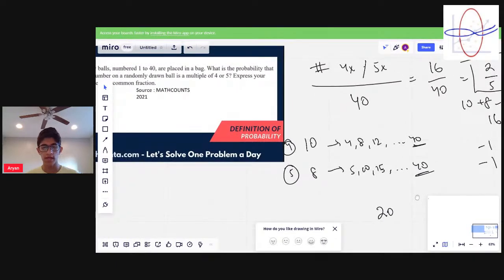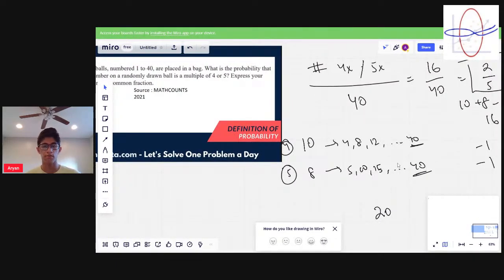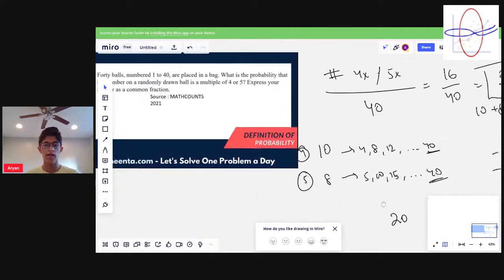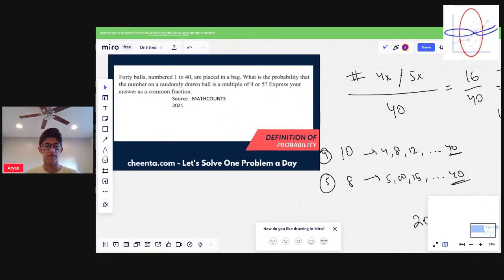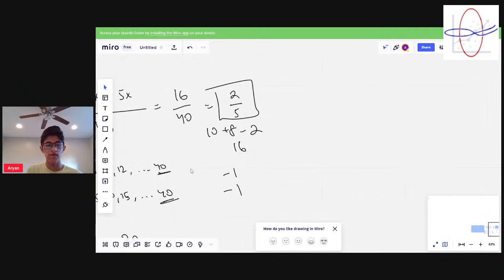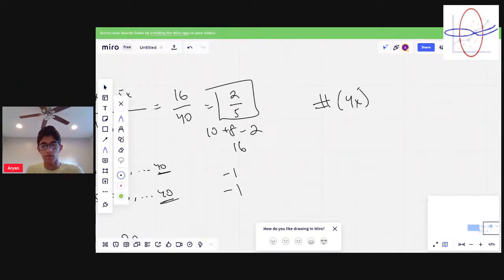Now the other way is to do something called complementary counting. Complementary counting could be a good idea when you see the word or, as in 4 or 5. If we think about it, we basically found the number of multiples of 4, and let's say we use 4x to show the number of multiples of 4. Then we added the number of multiples of 5. But then we subtracted the number of multiples of 20, because we didn't want to do any overcounting.